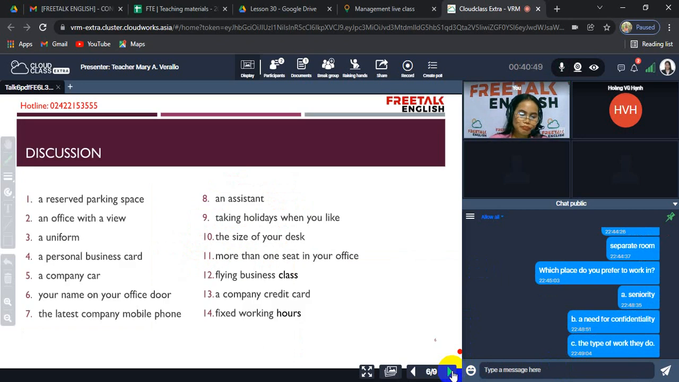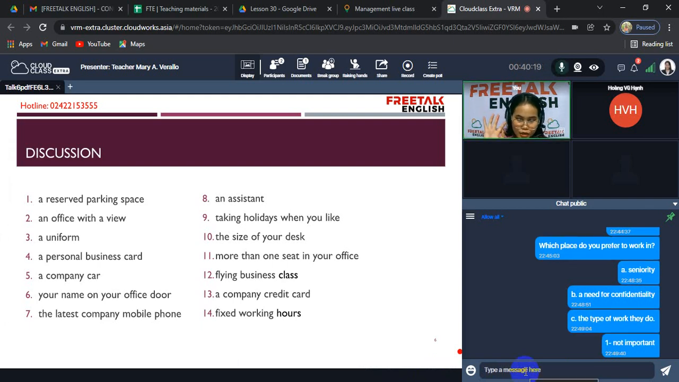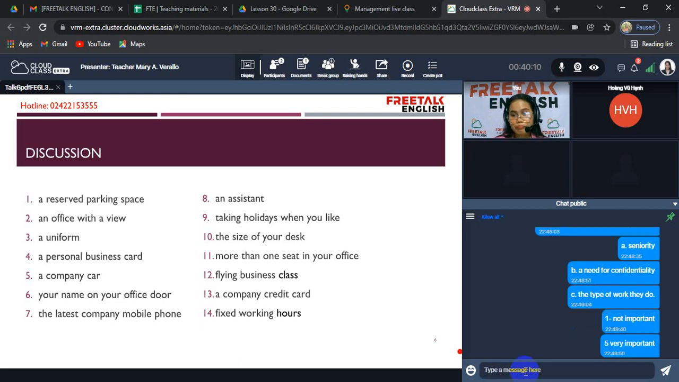So I want you to score the criteria on the slide. How important are the following in showing a person's status in an organization? You will give each one a score from 1, meaning not important, to 5, very important. 1 is not important, 2 is a little bit important, 3 is in the middle, 4 is important, and 5 is very important. Now I want you to score that.